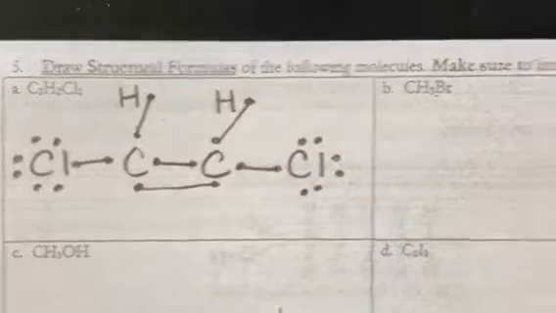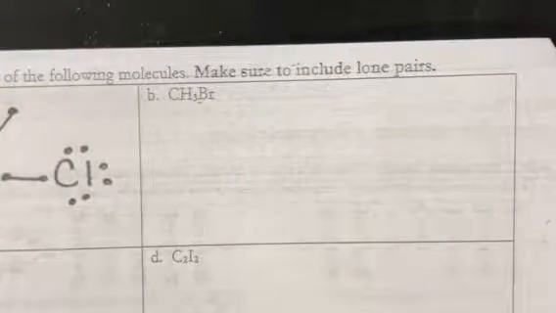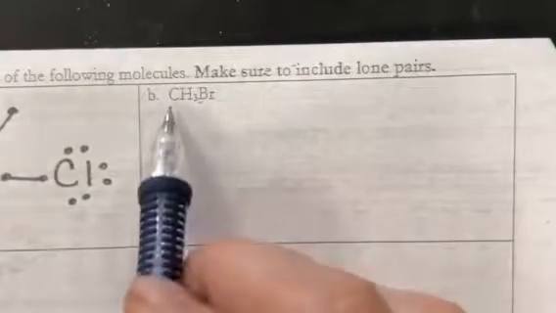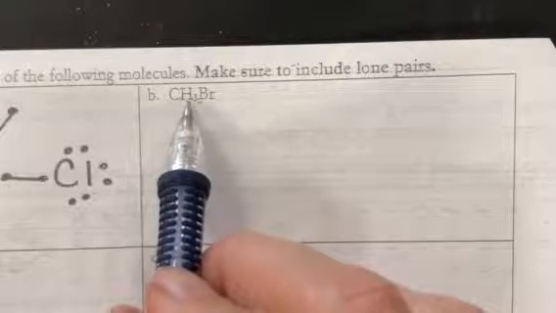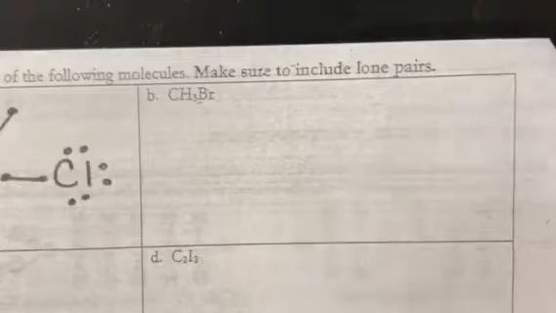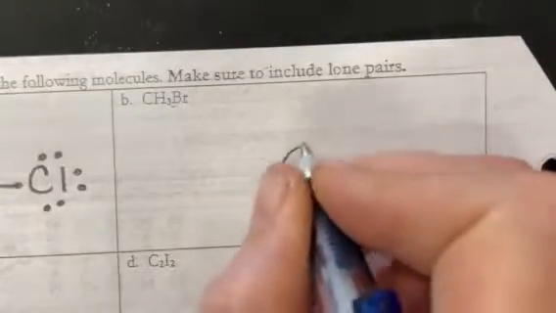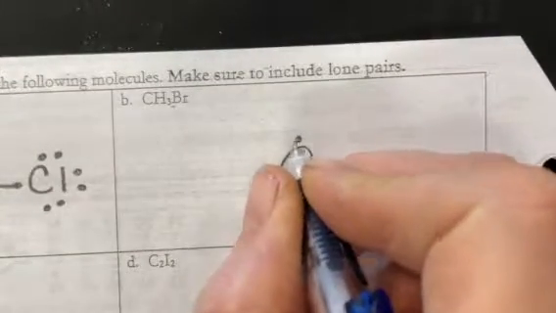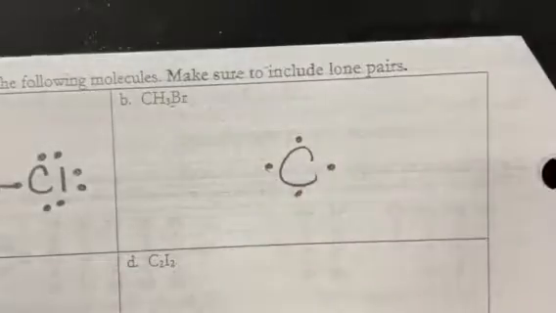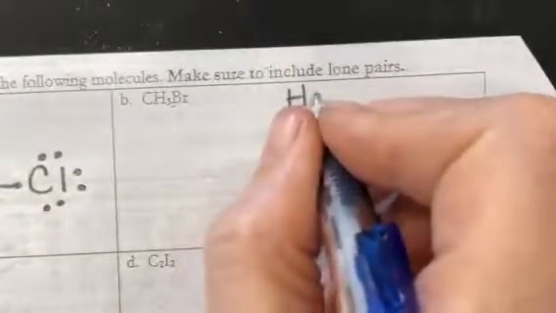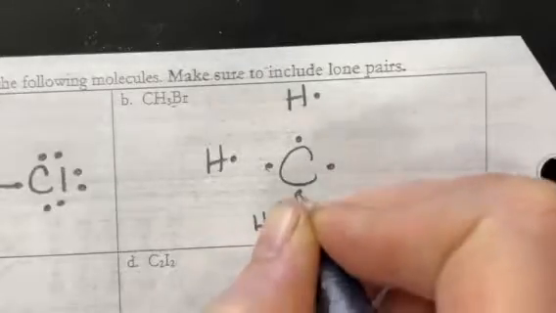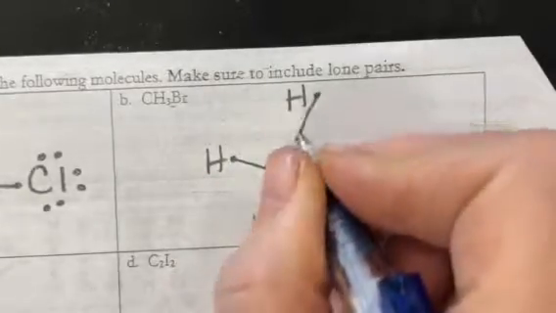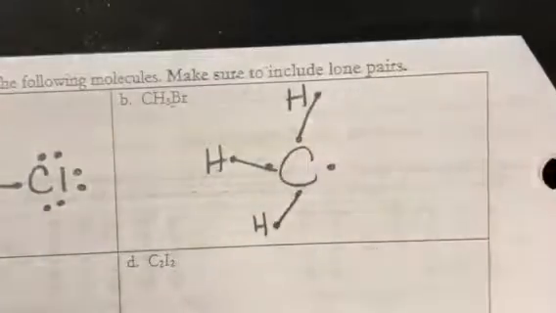So next one we've got is CH3Br. That does not mean that there are 3 CHs. That means that there's 1 carbon, 3 hydrogens, and 1 bromine. So we've got carbon, and we've got 3 hydrogens. I'm going to draw a line to there. So that means this carbon here only has 3 bonds.